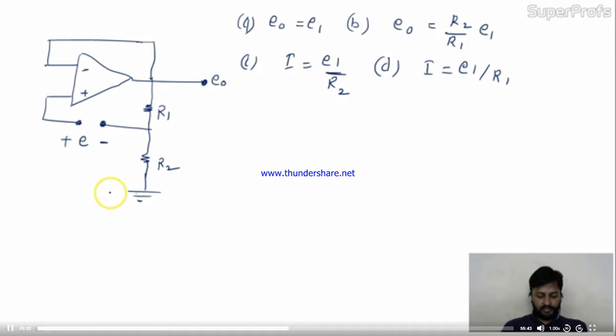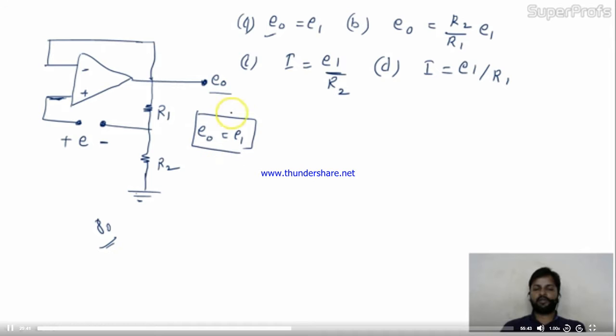If this question comes, 80% of students will directly mark E0 equal to E1, because of the virtual ground concept. Whatever voltage is given over here will be over there also. So E0 equal to E1, clearly visible like this. Okay, so the answer should be A. But this is not the answer. This is wrong. Why wrong?